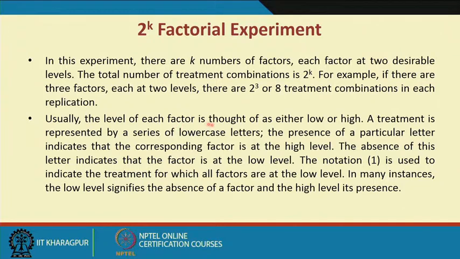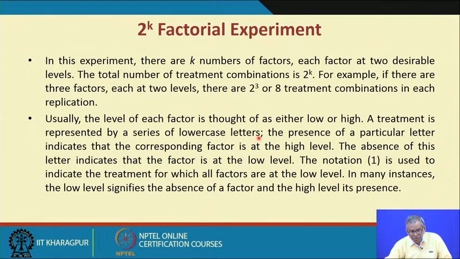Usually the level of each factor is thought of as either low or high, like in the previous examples in the earlier lecture sessions. We have assumed that factor A has a low level or a high level. So the levels could be either low or high. A treatment is represented by a series of lowercase letters. Like if the factor is A, we'll be using the small a, or corresponding to capital B or capital C factors, we'll be using the small b or the small c. So the lowercase letters we'll be using.